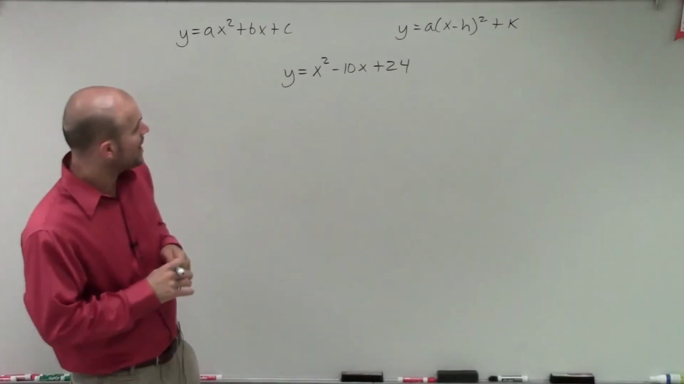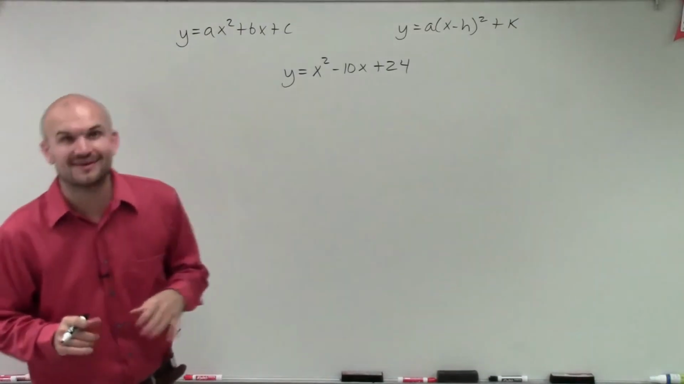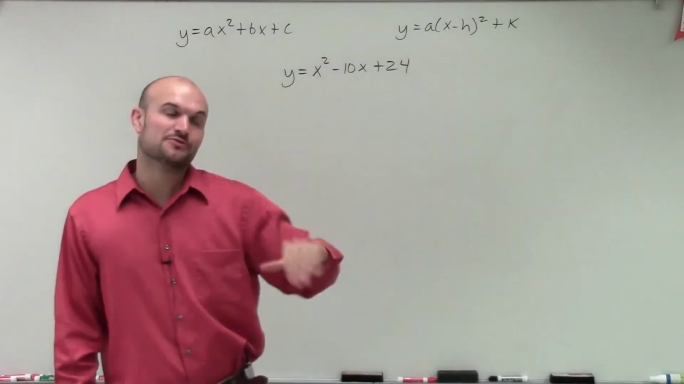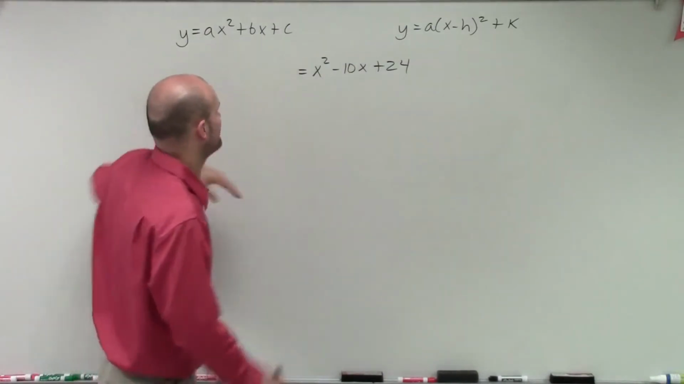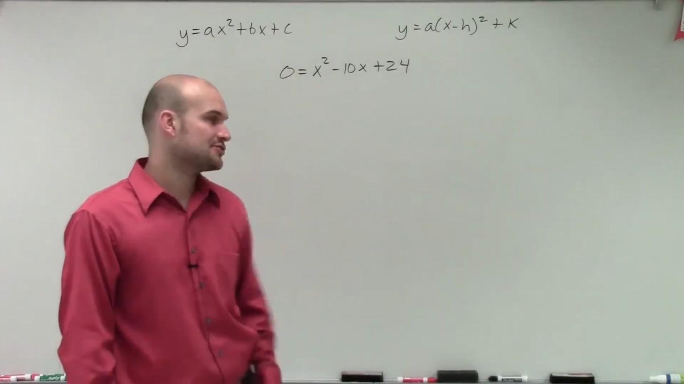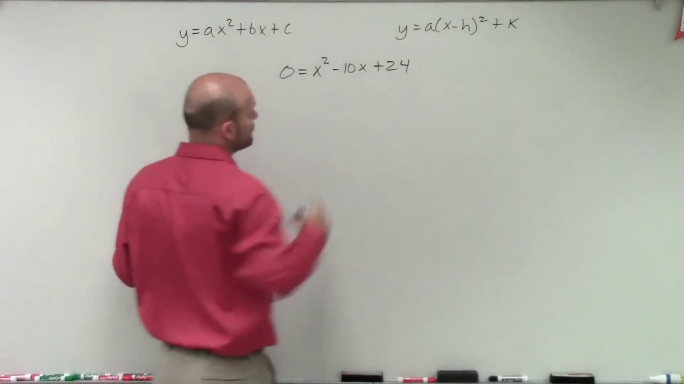So what I have here is y equals x squared minus 10x plus 24. Remember what we're going to do by solving to complete the square. The first thing we're going to want to do is set our output value equal to 0, because we're going to want to find the values of x that are going to make this equation true. And what we want to do is go from standard form over to our vertex form.